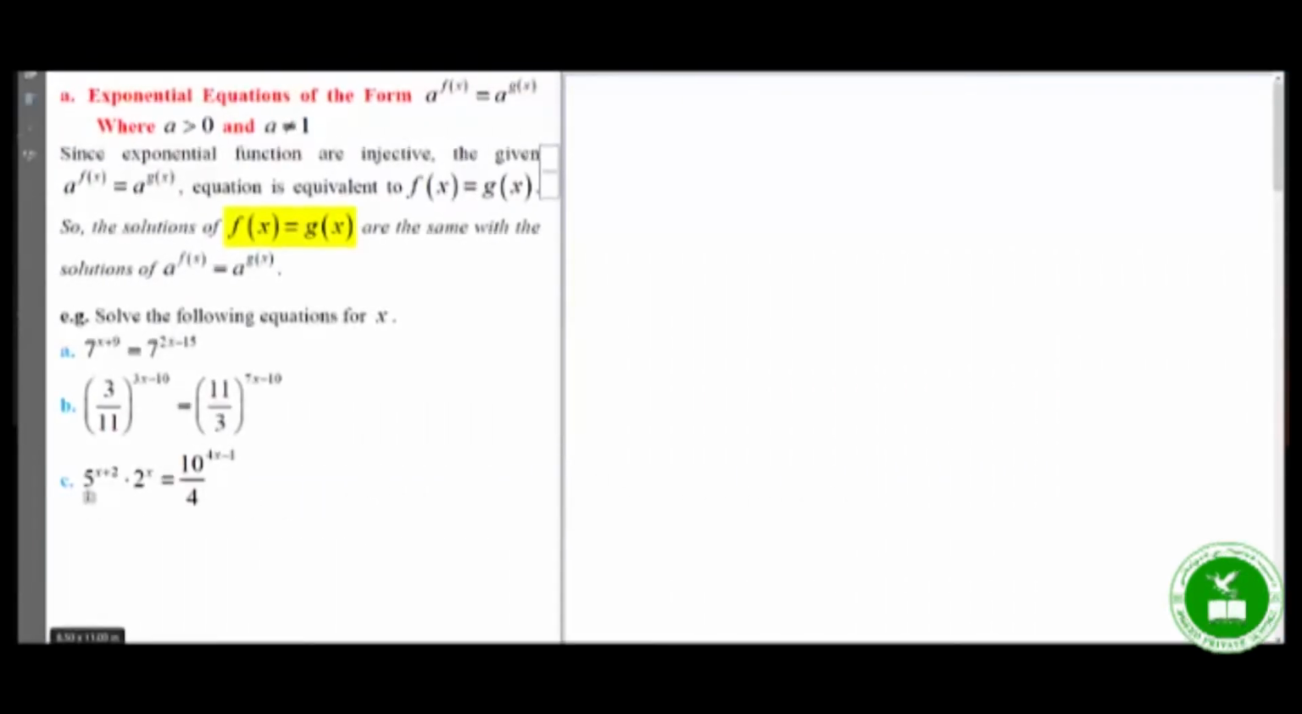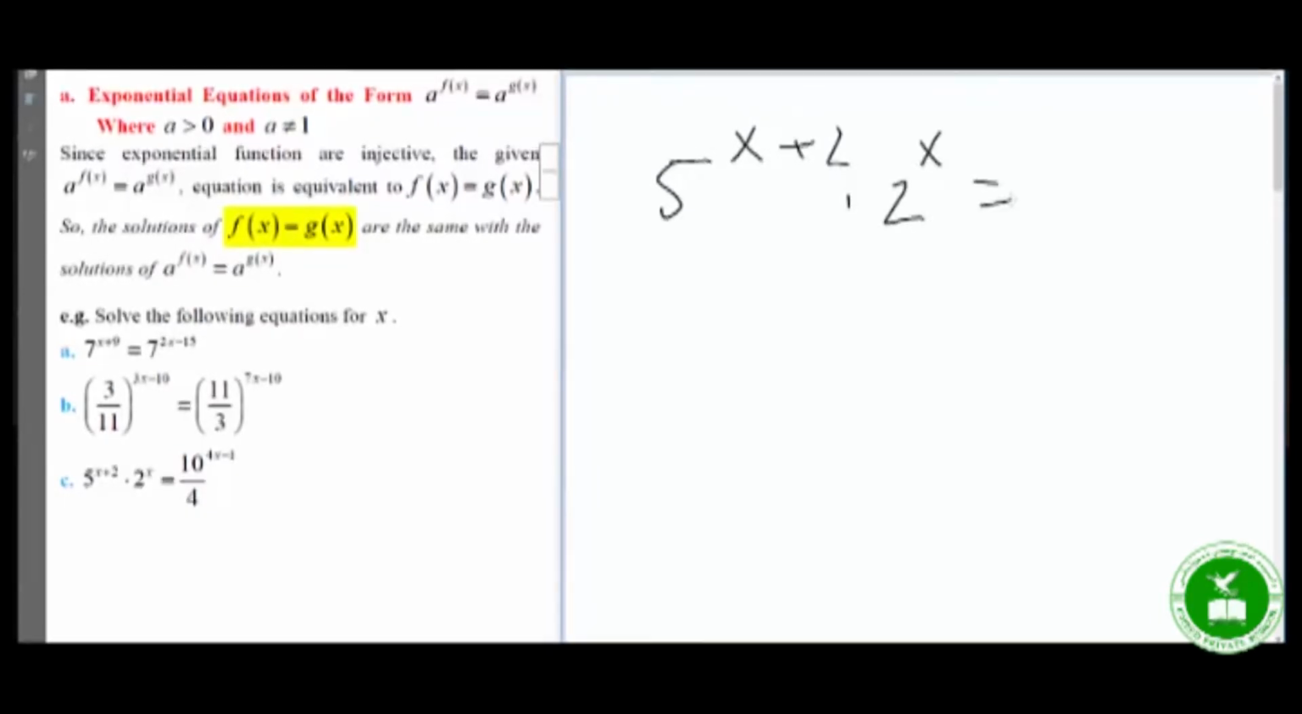Okay, let's solve another example. The third one, as you see on the screen: 5 to the power of x plus 2 times 2 to the power of x is equal to 10 to the power of 4x minus 1 over 4. As you see, this example doesn't have the form a to the power of f of x is equal to a to the power of g of x. But we can give it this form. How? Let's solve it.